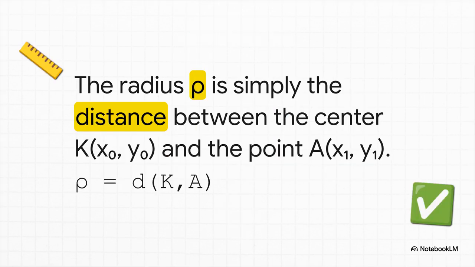Well, the solution here is just beautiful in its simplicity. We know the center, so the only thing we're missing for our equation is the radius, right? And what is the radius? It's just the distance from the center to any point on the edge. So all we have to do is calculate the distance between our known center, k, and our known point, a. That number is our radius, rho. We plug that into our standard equation and boom, puzzle solved.